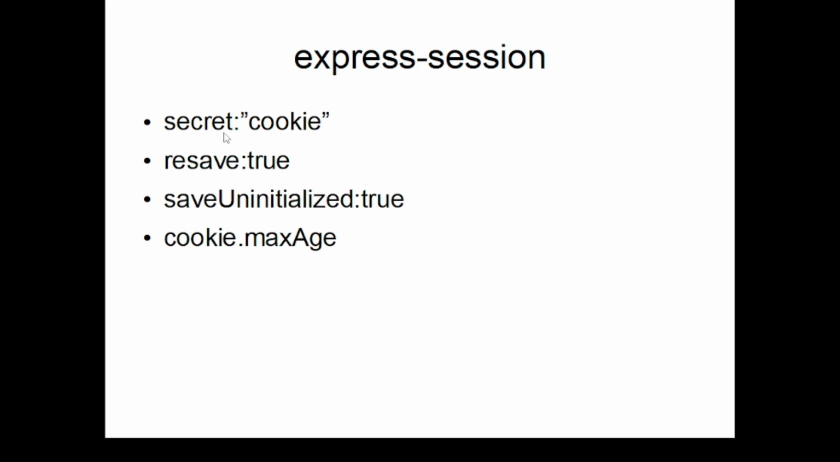Now, Express session provides certain configuration options. First one is secret. This is the secret key used to sign the session ID cookie. This ensures that the session ID stored in the cookie has not been tampered with on the client side. It can be any random string, but in production, you should make it long and secure.